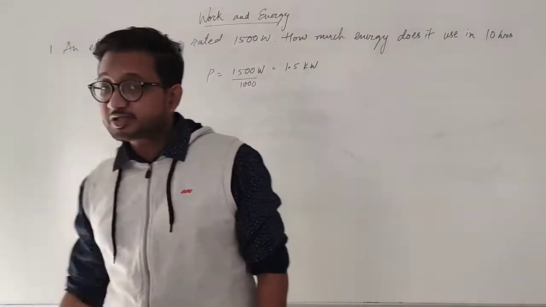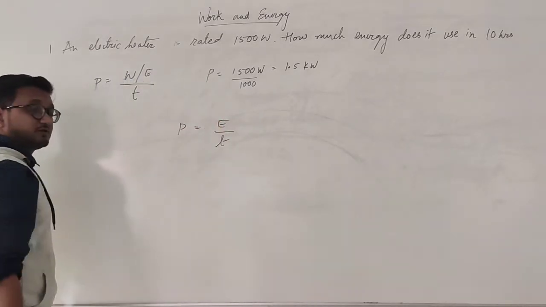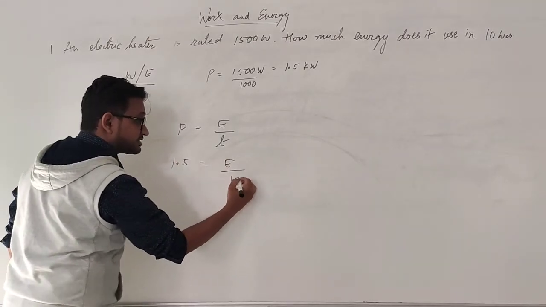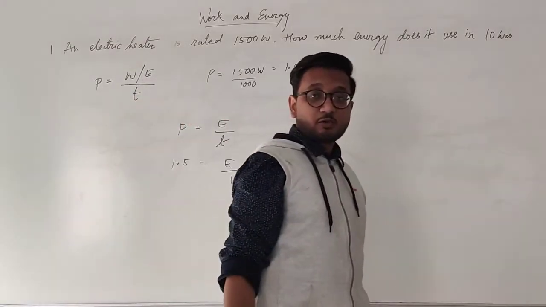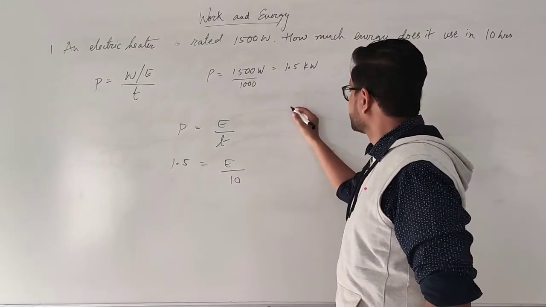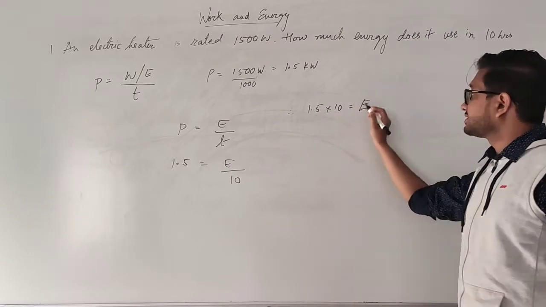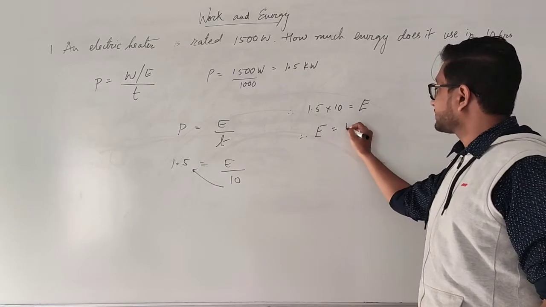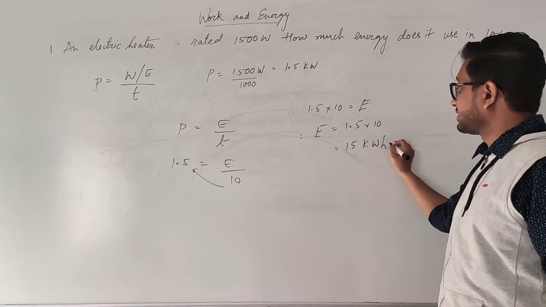Simple. Now all you need to do is substitute the values. So power is equal to energy consumed in a certain amount of time. Power is 1.5, energy upon time is 10 hours. So it is already consuming 1.5 kilowatts in 1 hour. So in 10 hours, simply multiply it by 10. So all I need to do is, therefore, 1.5 into 10 is equal to energy consumed. That is simple cross multiplication, or I can write energy is equal to 1.5 into 10. That will give me 15 kilowatt hour.